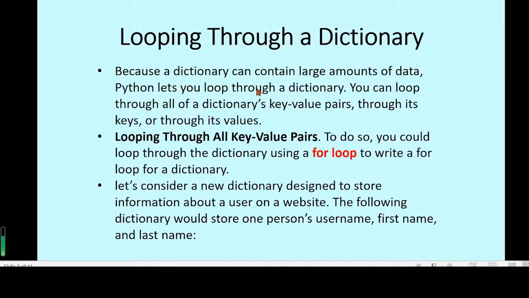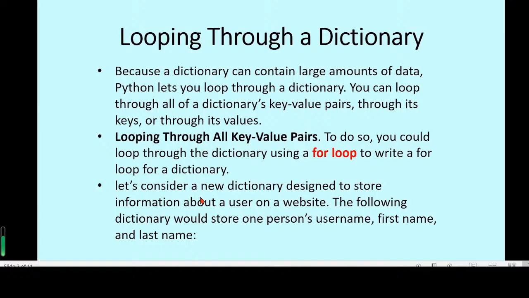Because a dictionary can contain large amounts of data, Python lets you loop through a dictionary. You can loop through all of a dictionary's key value pairs, through its keys, or through its values. So, looping through all key value pairs: to do so, you can loop through the dictionary using a for loop. Let's see how to write a for loop for a dictionary.